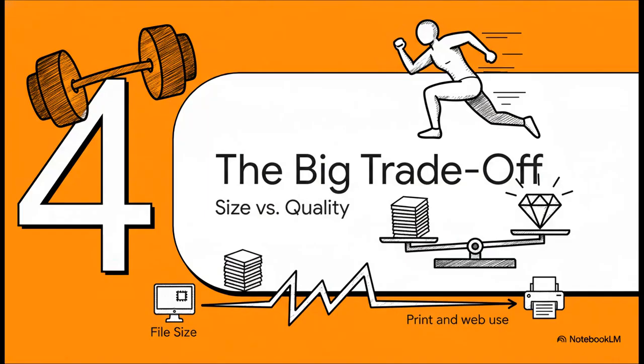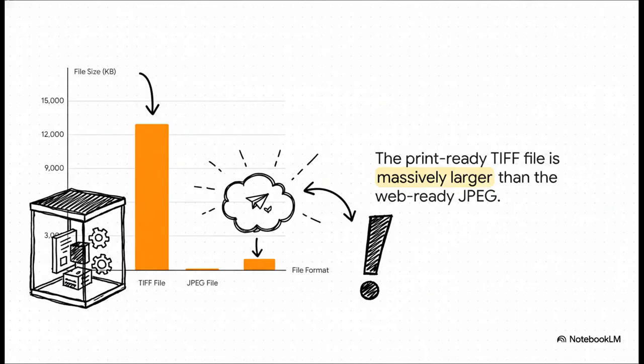So we've met our heavyweight and our sprinter. Now let's see just how dramatic this trade-off between file size and image quality really is. Prepare yourself. Just look at these numbers. They're from the exact same project. The print-ready TIFF file is almost 13 megabytes. Now look at the web-ready JPEG. It's only 120 kilobytes. That's not just a little smaller, it is over 100 times smaller. That is the kind of difference that can make or break how fast a website loads.